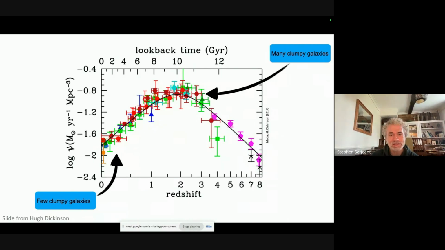So why does it look like this? Why did it go up and why is it declining again? Well, one of the clues is that there are many clumpy galaxies near the peak, but today there are very few clumpy galaxies. So if we can find the clumps, we can measure how much clumpiness is going on, we might be able to unpick some of the physics of what's driving this.